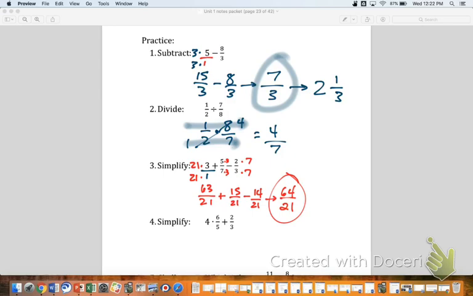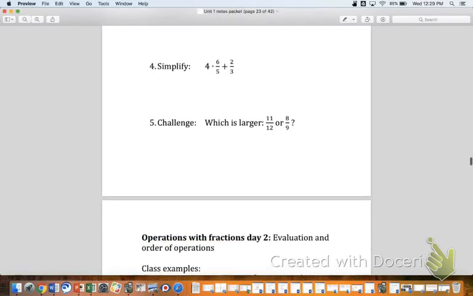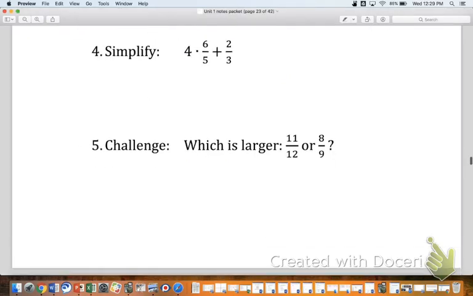All right. Number 4 is a nice order of operations. You've got 4 times 6/5 plus 2/3. According to order of operations, what do we have to do first? That's right. So maybe what we do is, for the third time, look at the 4 and realize it's really 4 over 1. And I'm going to go ahead and do that multiplication first according to order of operations.